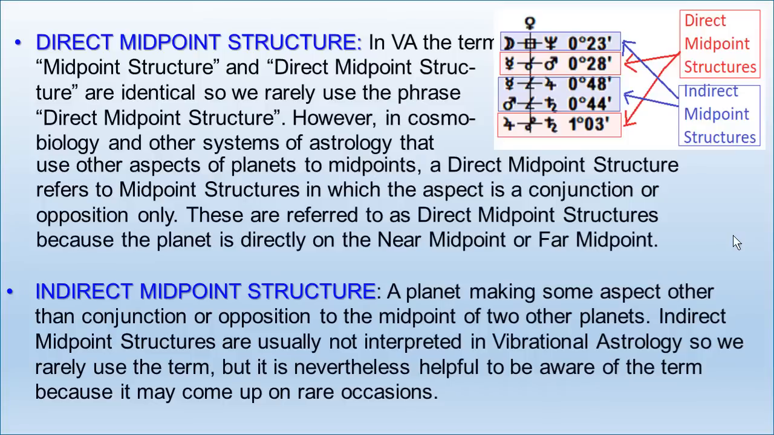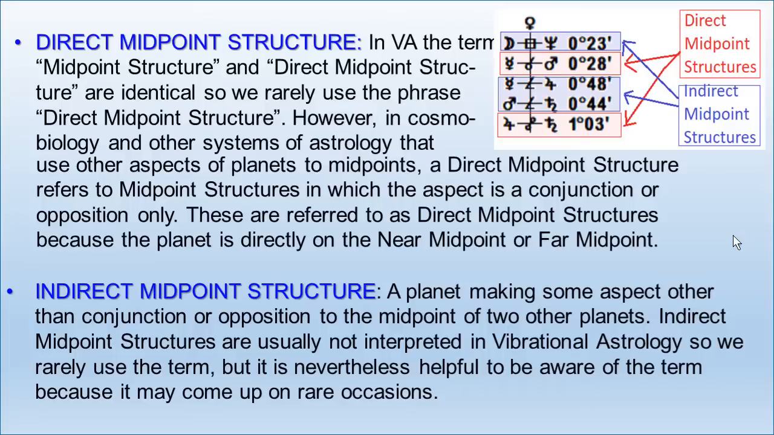The reason we do not typically use it is because in vibrational astrology, the term midpoint structure and the term direct midpoint structure are identical. So we don't need the term direct midpoint structure, because direct midpoint structure means that the focal planet of the midpoint structure is directly on the midpoint axis. Okay, if you didn't follow the terminology I just stated, go back and watch part 1 in this series because I explain what midpoint axis is, etc.